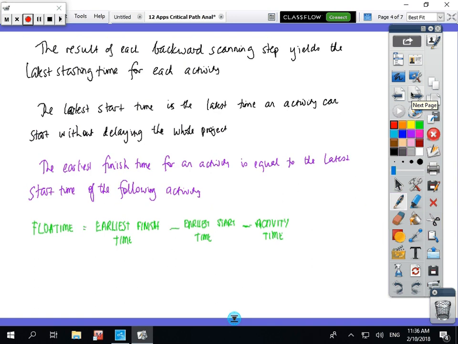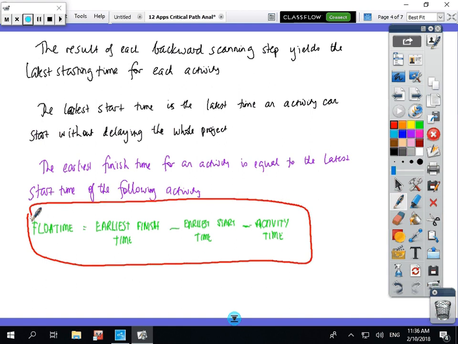Some more notes. The results of each backward scanning step yield the latest start time for each activity. The latest start time is the latest an activity can start without delaying the whole project. So activities B and G before had latest start times. The earliest finish time for an activity is equal to the latest start time of the following activity. So we're going to end up with this formula: the float time is the latest finish time minus the earliest start time minus the length of the activity. It's not making a lot of sense now, but once you see an example, it will. Copy that and come across when you're ready.